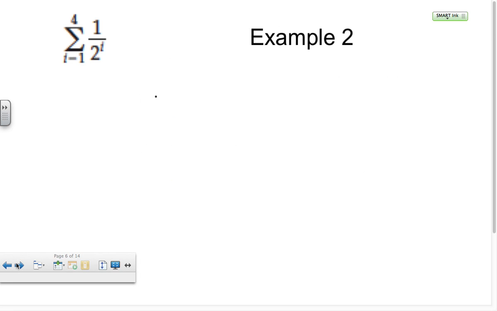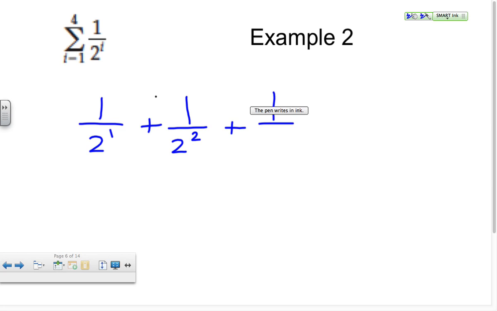Example 2, summations. So doing summations, we're going to just do this. It's very, very simple. Summation means I'm going to take the first 4 terms of this sequence and I'm going to add them together. So I'm going to go 1 over 2 to the first, that's going to be the first term, plus 1 over 2 to the second, plus 1 over 2 to the third, plus 1 over 2 to the fourth. Then I'm going to simplify.